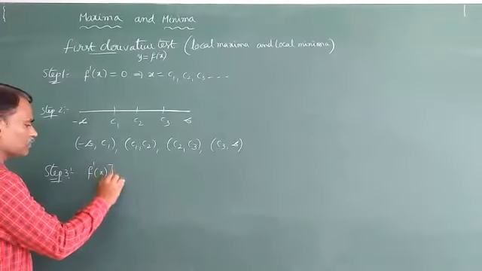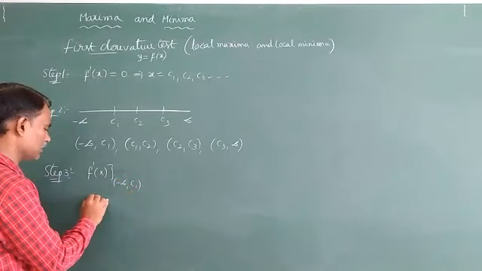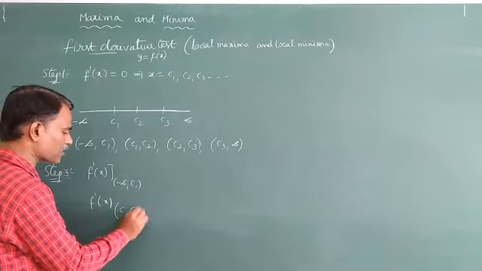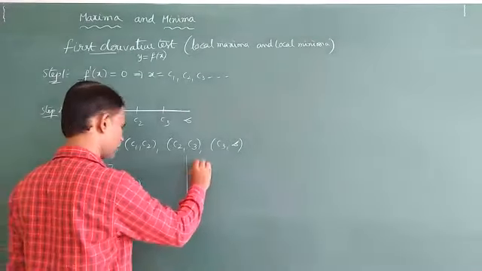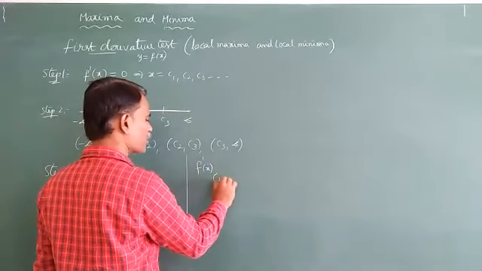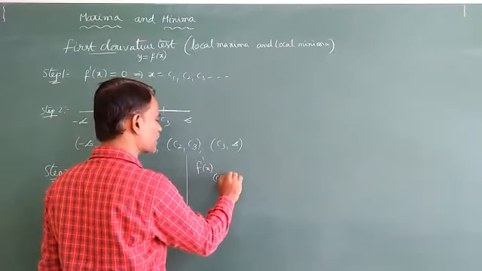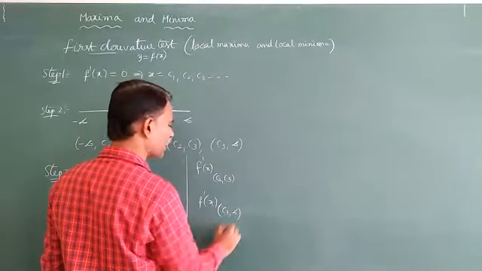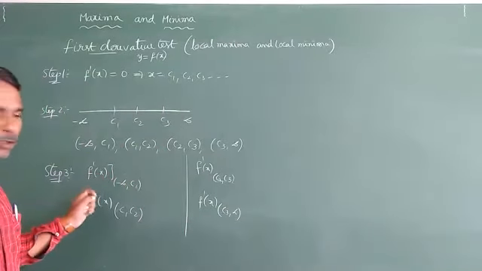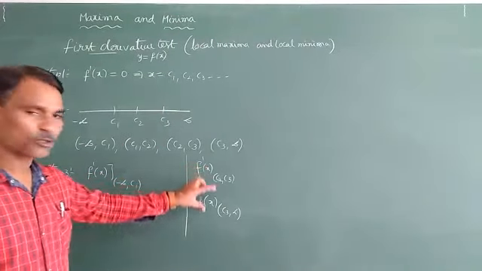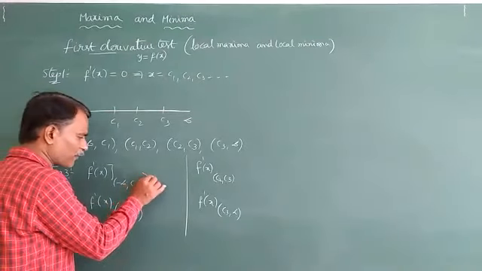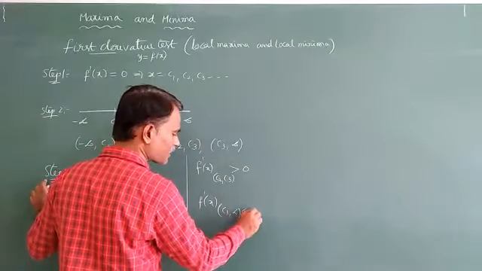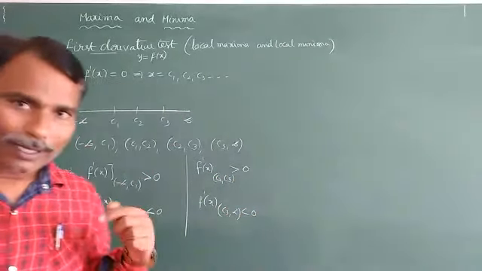Step 3: find f dash of x in minus infinity to c1, f dash of x in c1 to c2, f dash of x in c2 to c3, and f dash of x in c3 to infinity. Like this you have to find the values. Suppose if you get greater than 0 here, definitely the next gets less than 0, because the sign alternates.